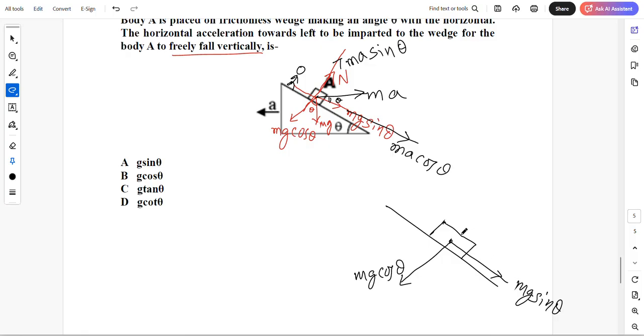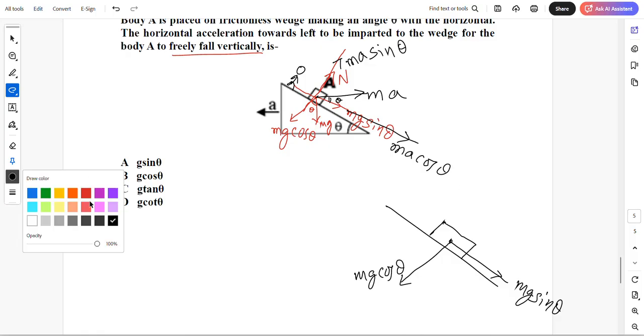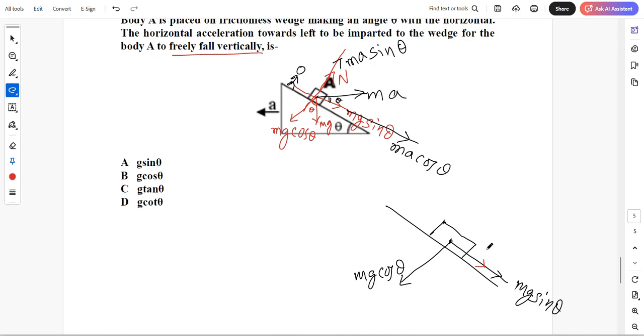Where is MA? There are two components of mg. Now, MA is the pseudo force. Where are the components of MA? One will be this side only, that is MA cos theta. Where is the other component of MA? This is MA sin theta. And this is perpendicular to the surface, this is the normal reaction.